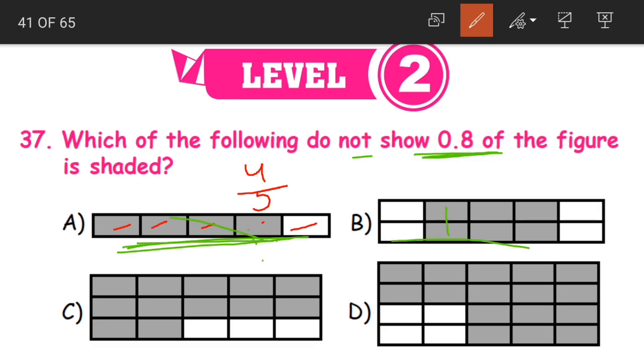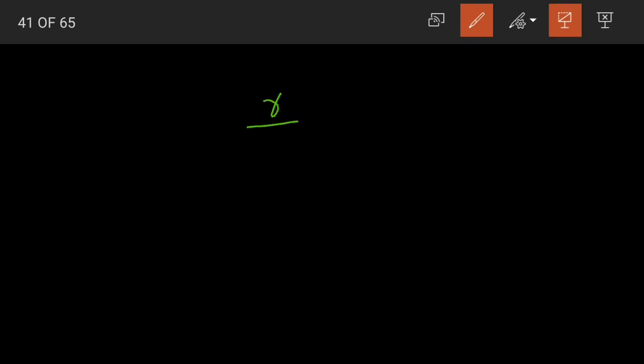Coming to option B, we have 6 shaded squares divided by 10 squares. 6 divided by 10, how do we represent it as a decimal number?